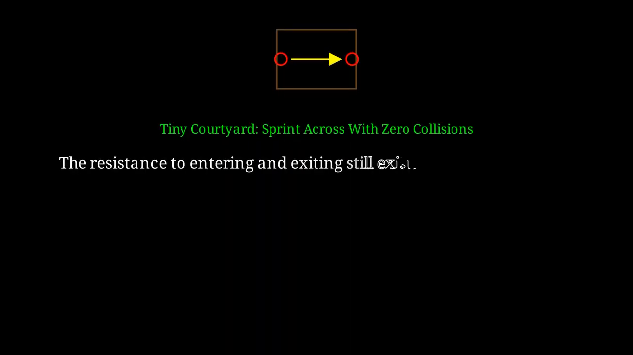But notice that even though you don't collide with anyone inside the courtyard, there's still a bottleneck at the entrance and exit. Not everyone can enter at once. This bottleneck is analogous to the contact resistance. Now let's look at how resistance depends on device length in different regimes.